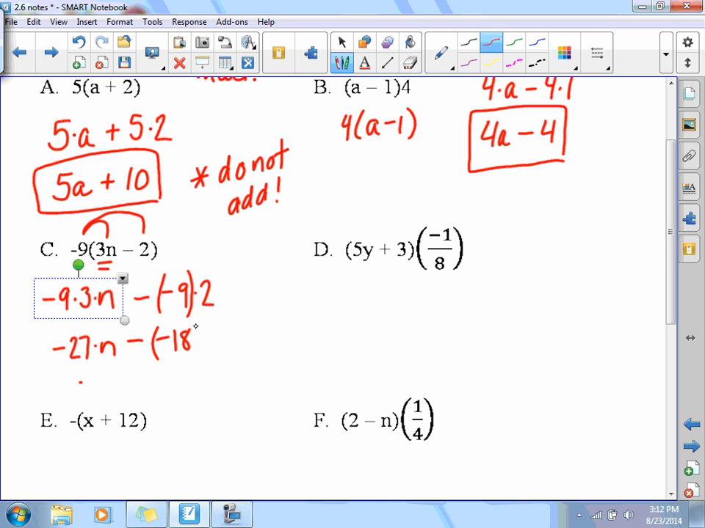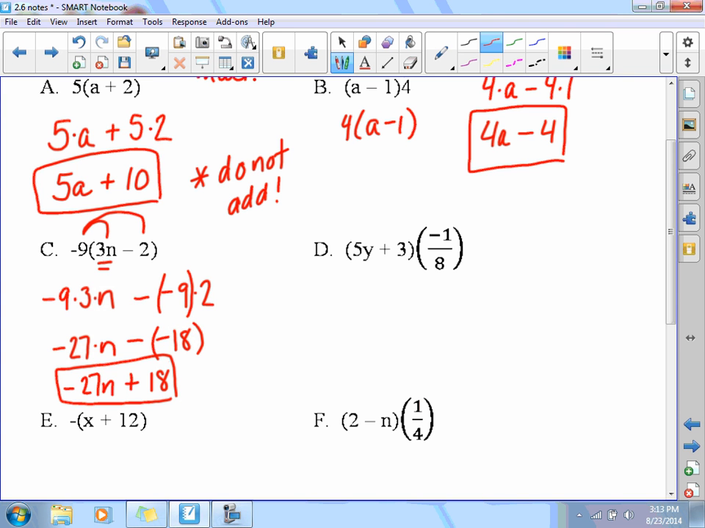Now what happens when you subtract a negative? That's what you need to be asking yourself right now. What happens when I subtract a negative? When you subtract a negative, I hope you're remembering that it turns into plus a positive. So this is negative 27n plus 18. Now that expression is as simplified as much as it can get. Don't take negative 27 plus 18. Remember, they're not like terms.